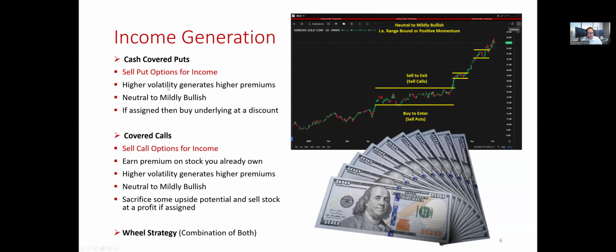Now, when you combine the two strategies together, that's called a wheel strategy. You can enter a position by selling puts, and then once you've been assigned, you can sell covered calls to sell the stock at your target level and get paid. So you get paid to enter your position at a discount, and you get paid to exit your position at your target level. This is a fantastic trading strategy, and it's generally fairly straightforward to do. I've got an illustration of what I'm talking about here, just to help solidify it.